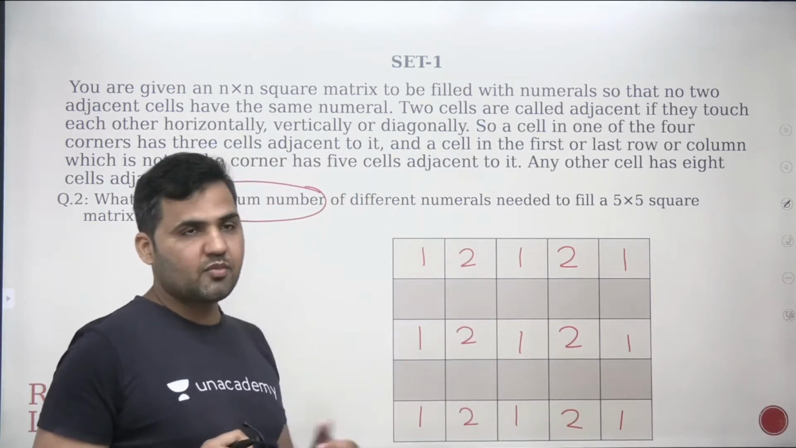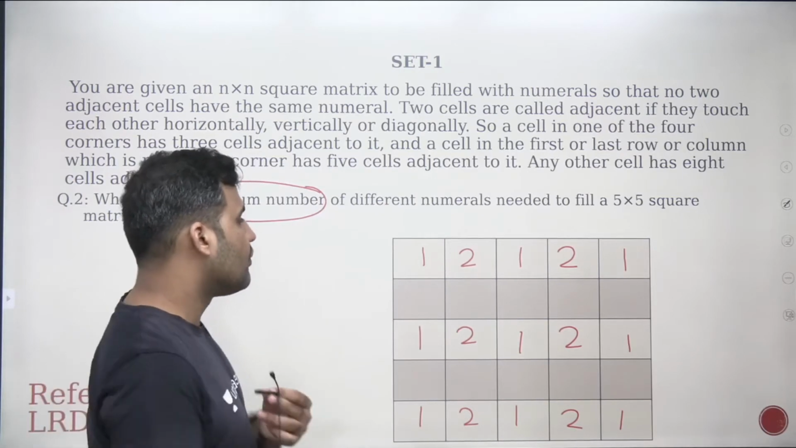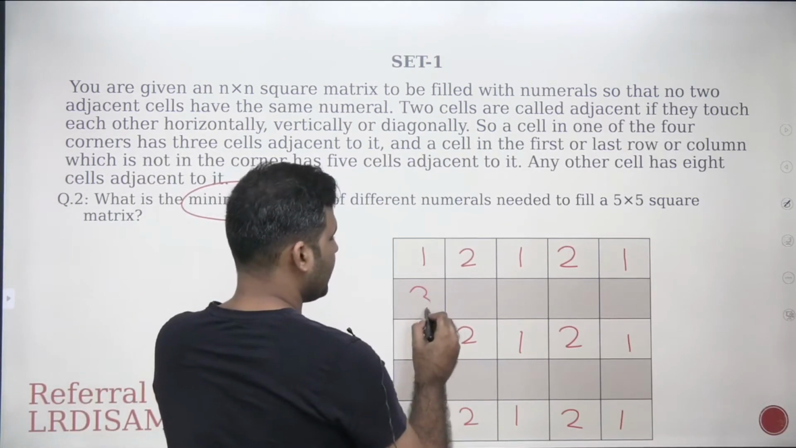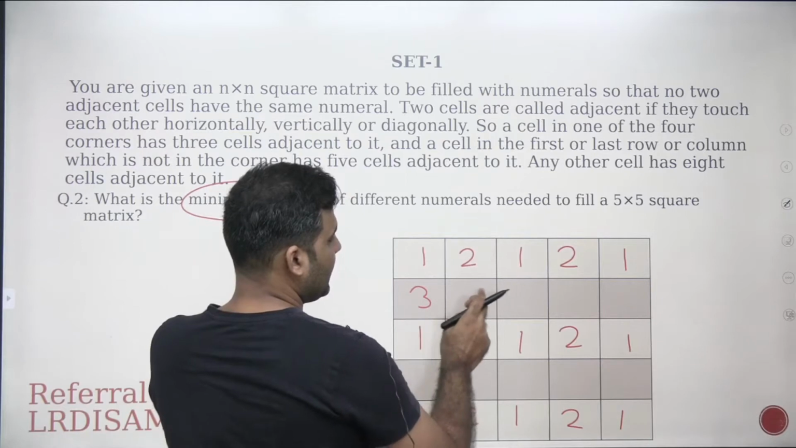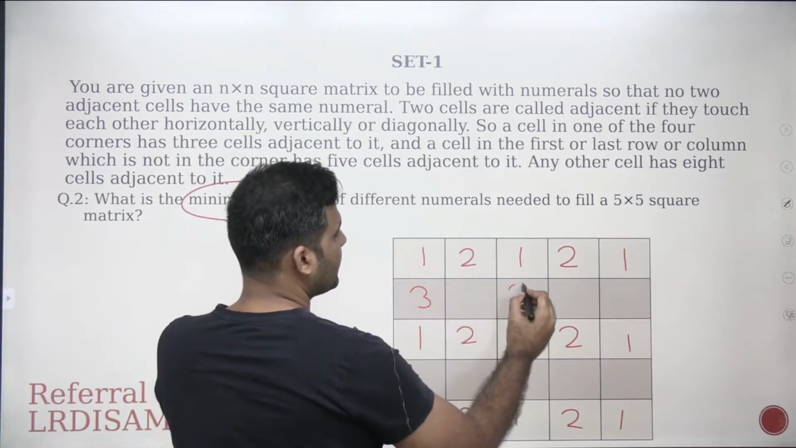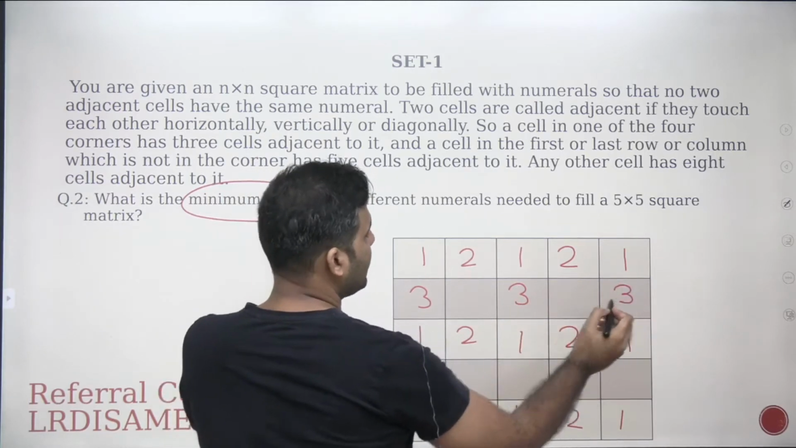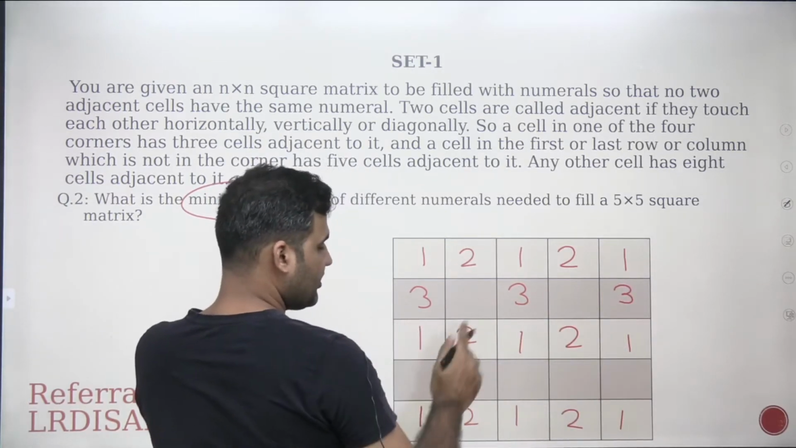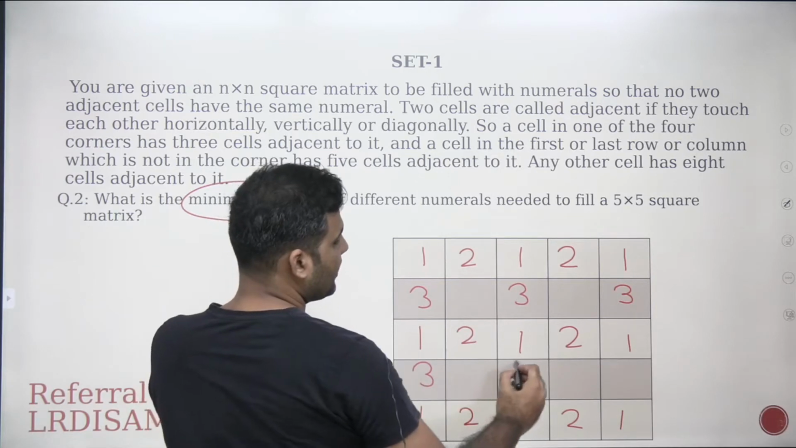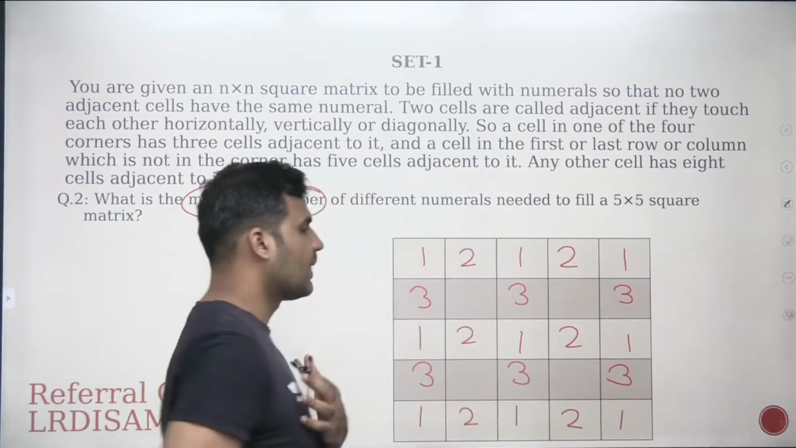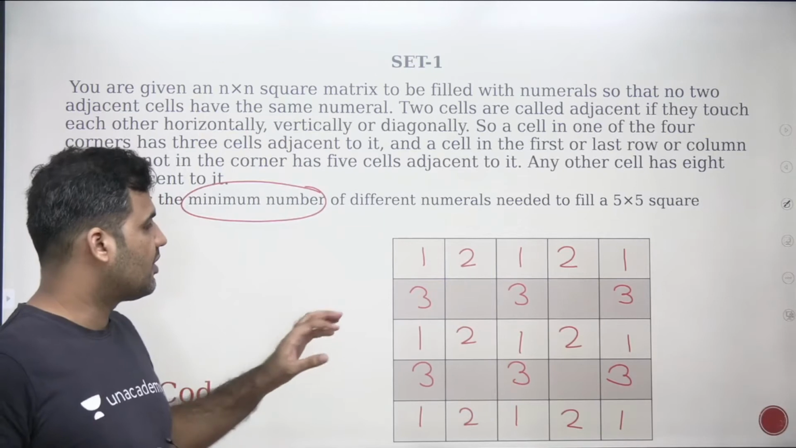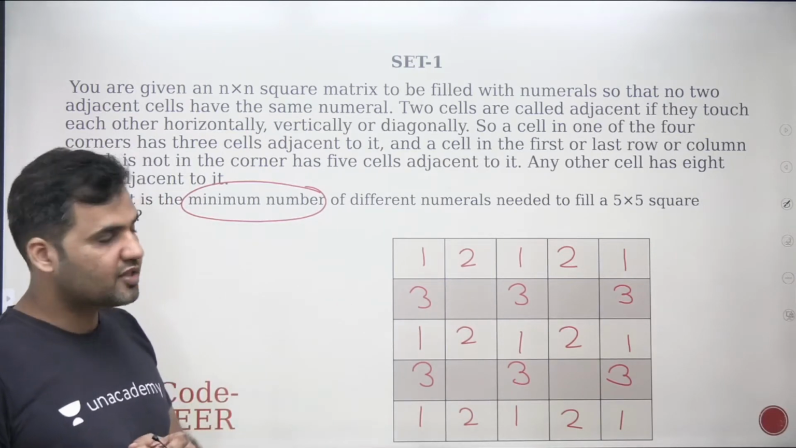Now I need to pick one more number. So let's pick 3. Where can I place 3? I can place 3 here. Now if 3 is placed here, in this particular cell 3 cannot be used. Then I can use 3 here again. I can use 3 here again. Following a similar pattern, you can see that 3 will be here, 3 will be here, and 3 will be here. 3 can be used again for a maximum number of 6 times, right?